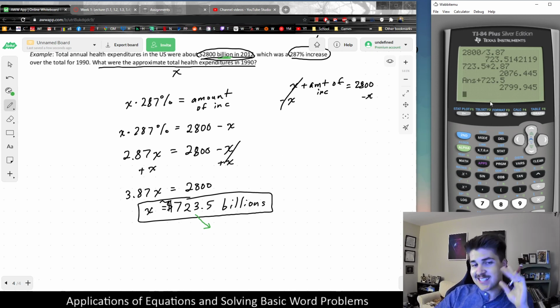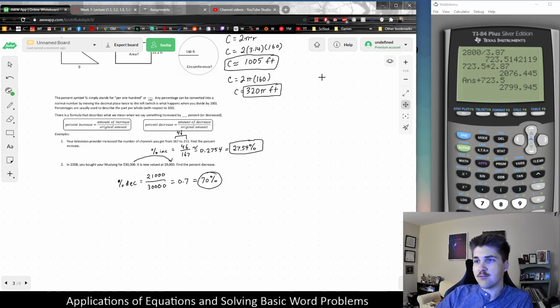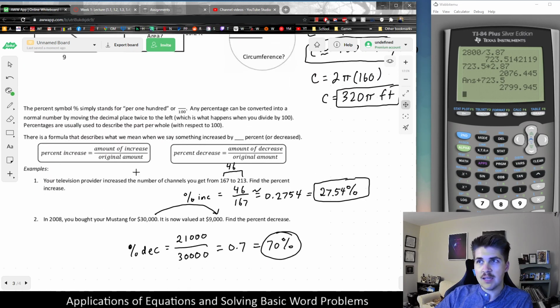Again, percent increase is a kind of confusing quantity. Hopefully I'm not making it worse, and hopefully I'm making it better. But again, I recommend focusing on this formula if you're having trouble, because this is the essence of what percent increase and percent decrease mean.